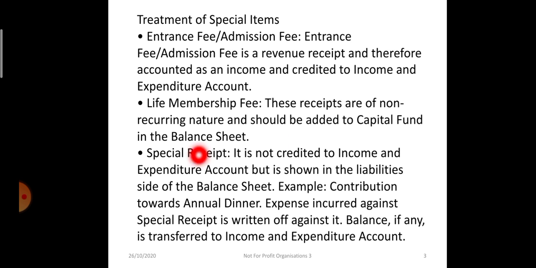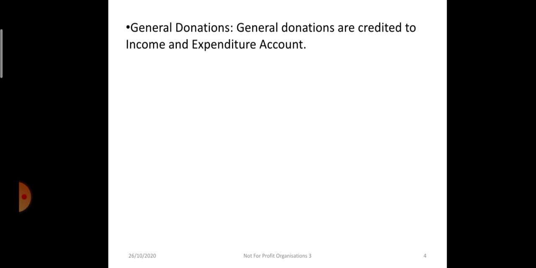Special receipts are not shown in the income and expenditure account, but are shown on the liability side, like contribution towards annual dinner. It will be shown separately on the liability side. If any expenses are there, they will be debited against this account. If there is a credit balance, it is again shown on the liability side, and if the expenses are more, it will be transferred to the income and expenditure account.